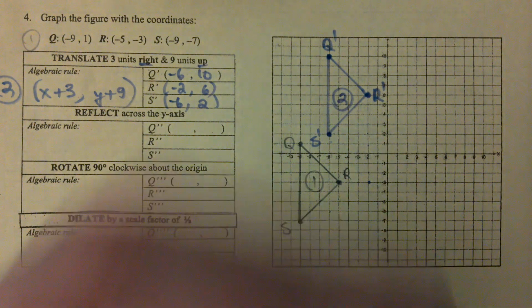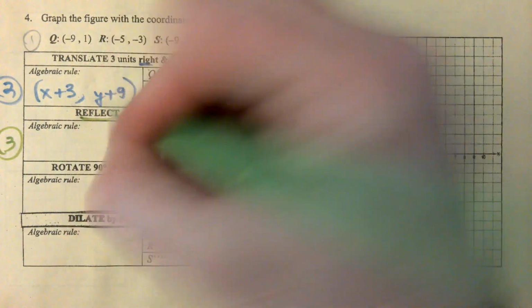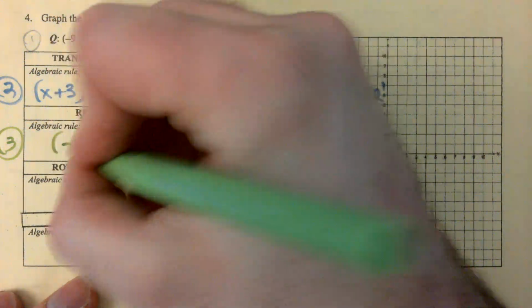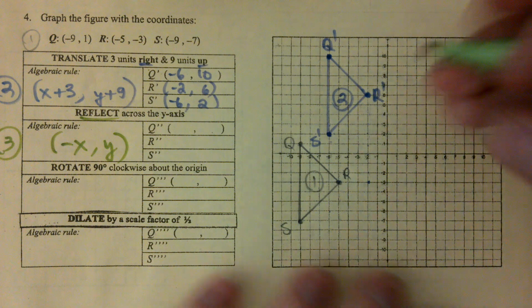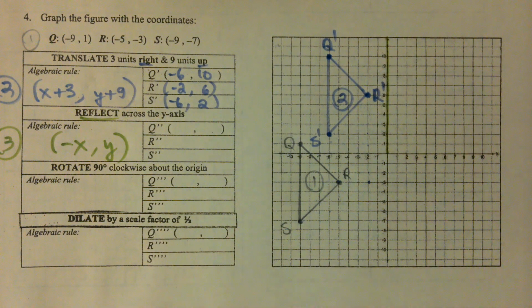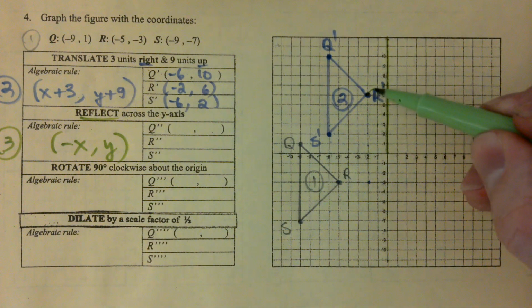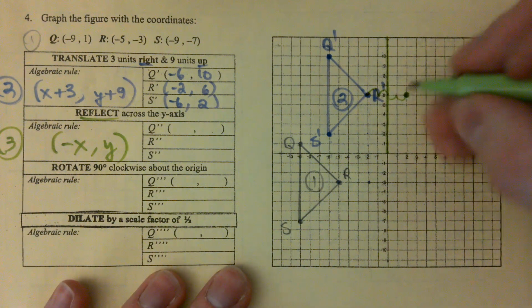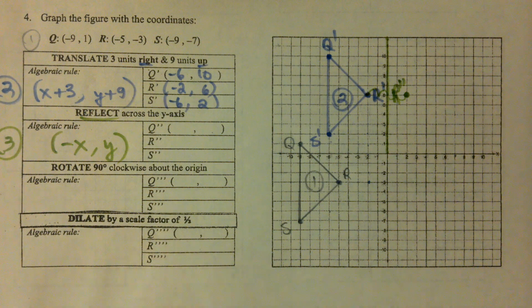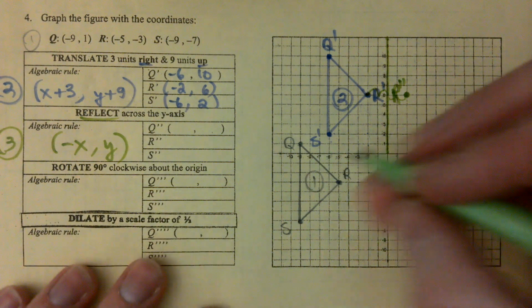Now let's do our second transformation to get our third triangle, a reflection across the Y-axis. There's our rule. Here's our axis that we're going to reflect. And we can just count 1, 2 spaces to that line of reflection, 1, 2 spaces past that line of reflection. There's R double prime, which is at 2, 6.